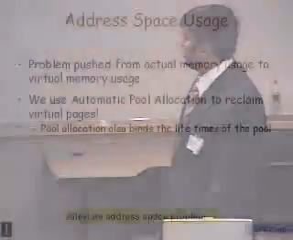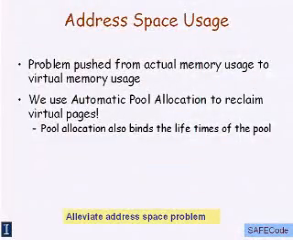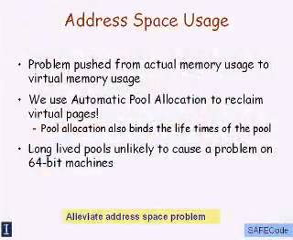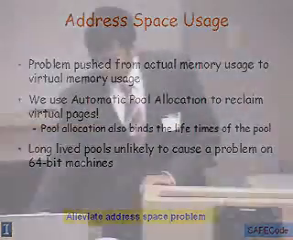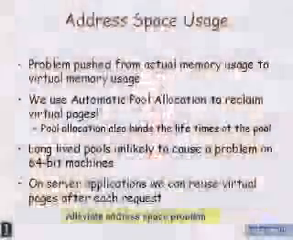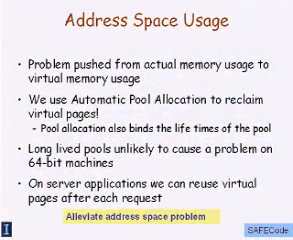So we're going to use pool allocation to reclaim some of the virtual pages. We already know that pool allocation bounds the lifetime of some of the pools, right? Once you know that a pool is never going to be accessed again, you can reclaim all the virtual pages that are tied up by the pool and then use them for other pools. So we're going to alleviate the problem of address space usage. And if you have a long-lived pool, we think that it's unlikely to cause a problem on 64-bit machines where there's plenty of address space available.